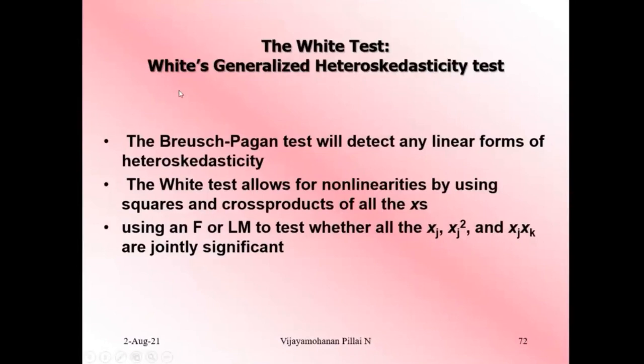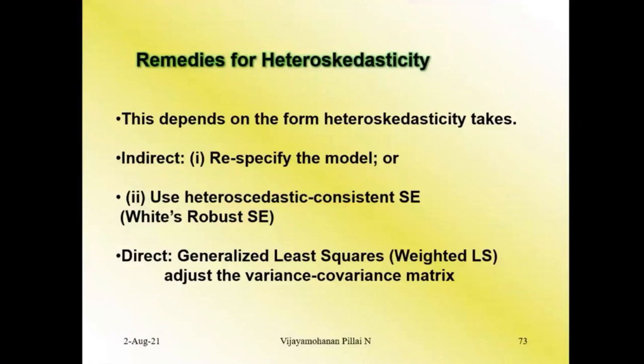Now, what are the remedies for heteroscedasticity? We have two remedies. They are the indirect and direct remedies. The indirect remedies come in two forms. That is, either we can re-specify the model and then re-estimate it, or within the same model, we can use what is called White's robust standard error, which is a heteroscedasticity-consistent standard error, a standard error that is consistent with heteroscedasticity. The first such standard error was given by White in 1980, and that is why it is called White's robust standard error. So we can use the robust standard error if there is any heteroscedasticity problem.